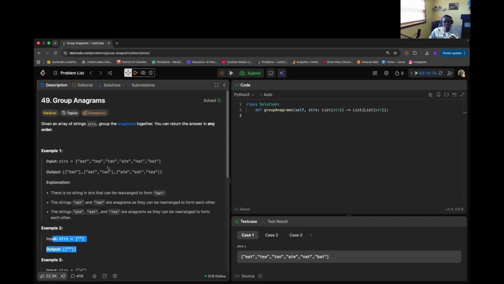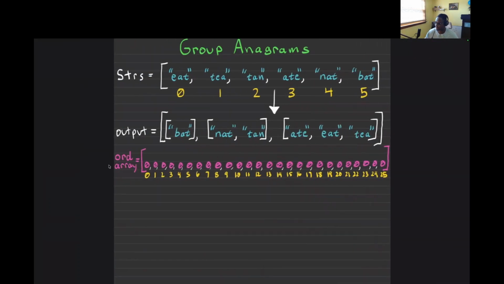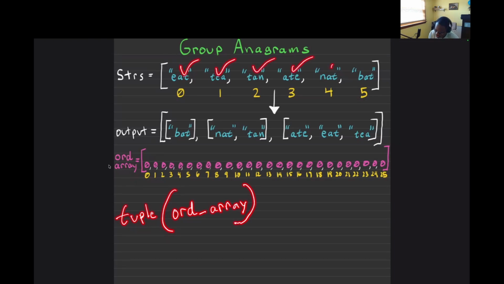So let's go ahead to the drawing board to get a better understanding of our approach, okay? Essentially what we're going to do is use this ord array, and we're going to wrap it inside of a tuple. So what's the significance of the ord array? The ord array is going to be an identifier for each word inside of our given strings input, right?